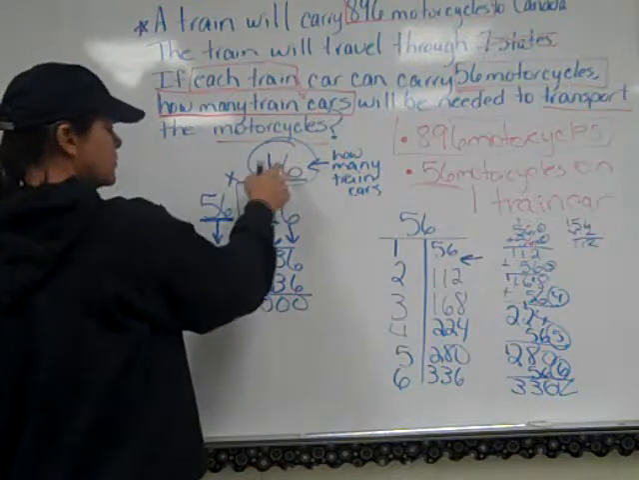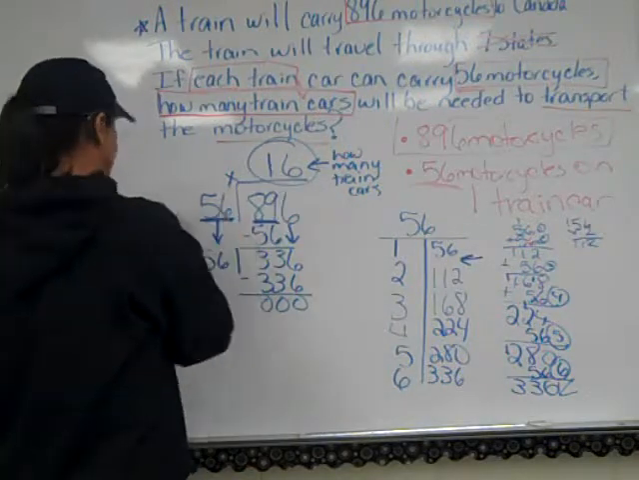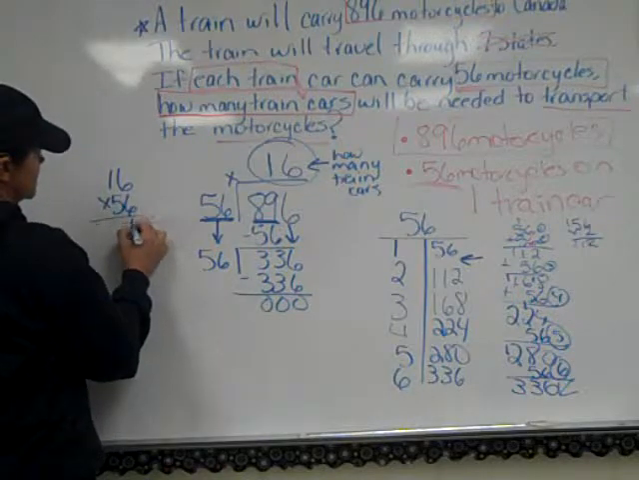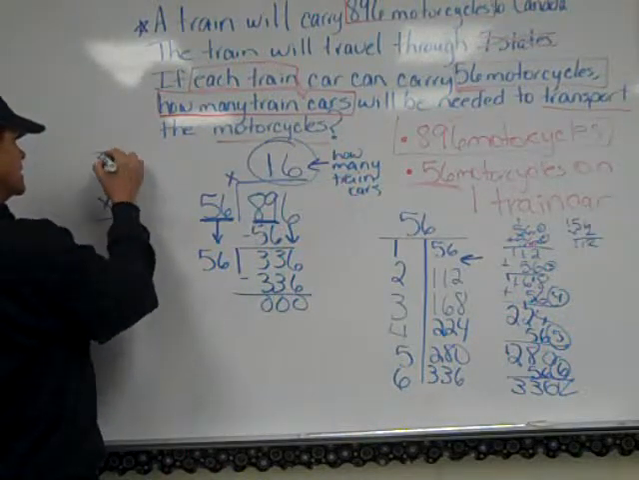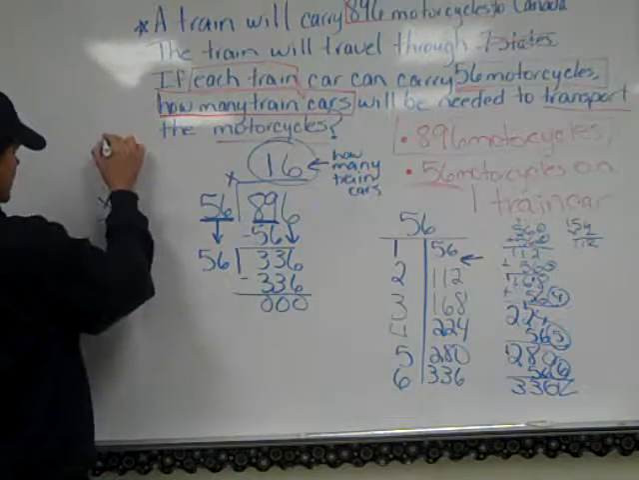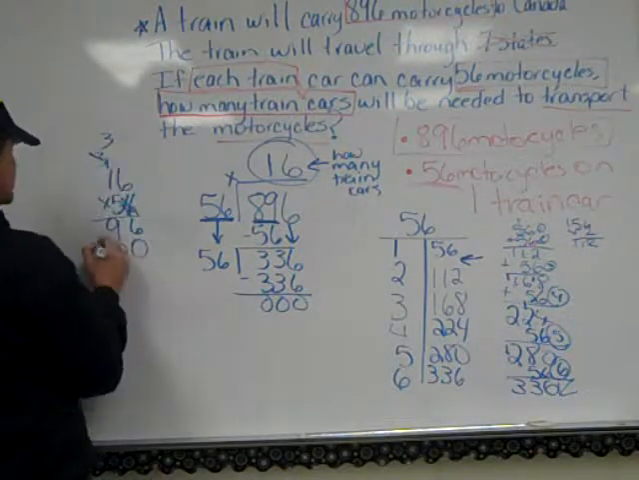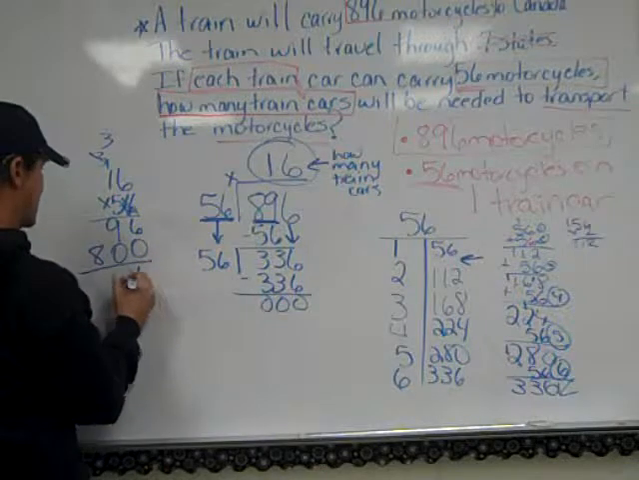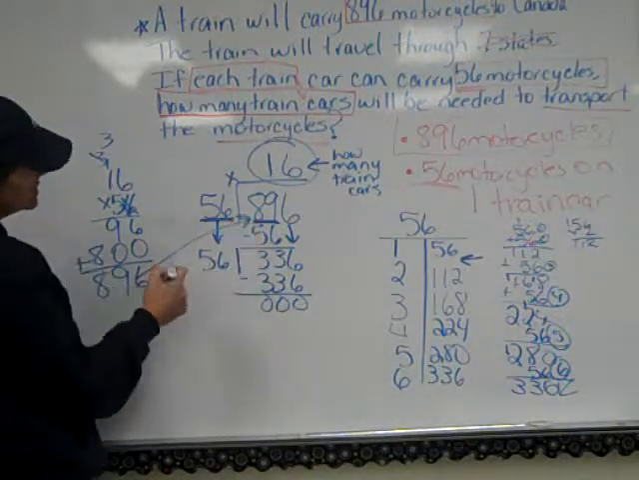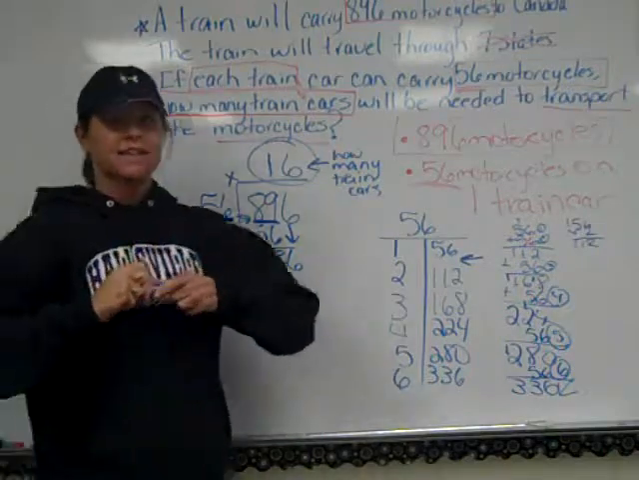Let's go back and check. Multiply your quotient times your divisor. 16 times 56. 6 times 6 is 36. 6 times 1 is 6, plus 3 is 9. 5 times 6 is 30. 5 times 1 is 5, plus 3 is 8. And when I add those together, I get my dividend. So my answer is correct.